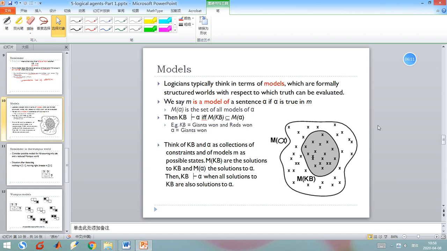In this slide, we introduce an important concept called model. Logicians typically think in terms of models, which are formally structured worlds with respect to which truth can be evaluated. It is somewhat hard to understand, so let's give a more concrete explanation here. We say M is a model of a sentence alpha if alpha is true in M. We use the notation M(alpha) to mean the set of all models of alpha.